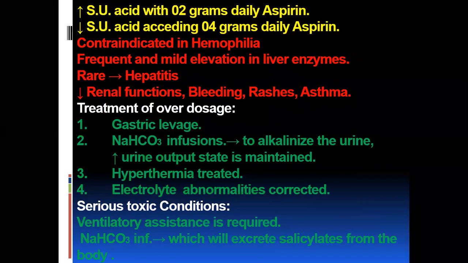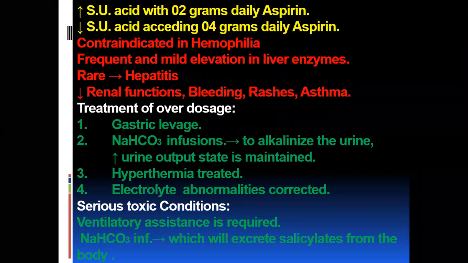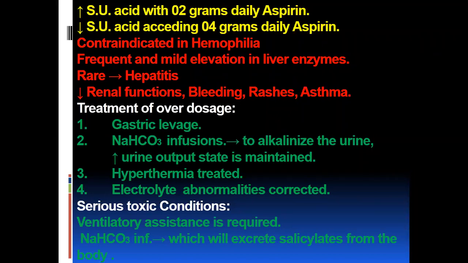Now, serum uric acid increases when aspirin is given at 2 grams daily, while serum uric acid decreases when aspirin is given at 4 grams daily. Now, these are the doses of the aspirin which are important.